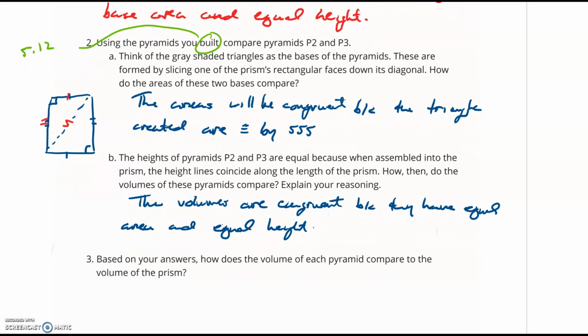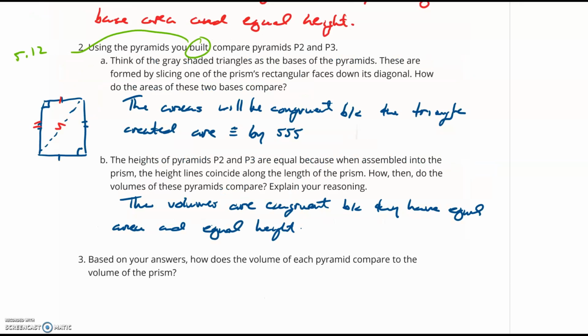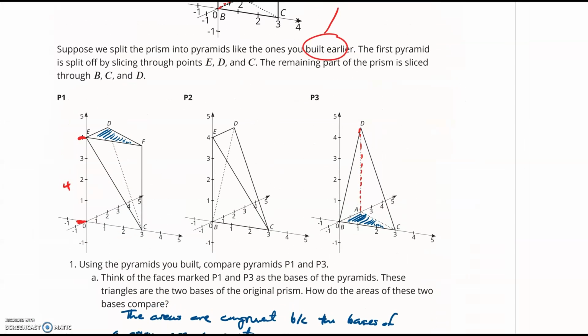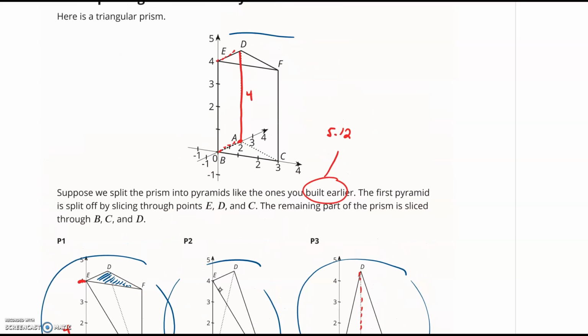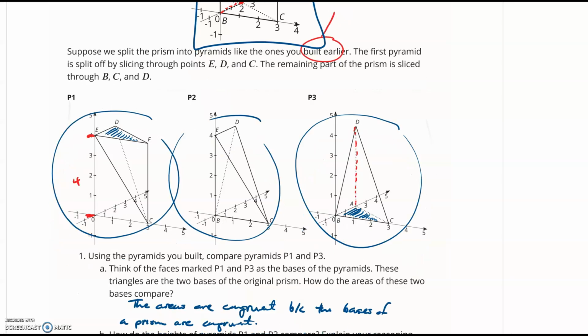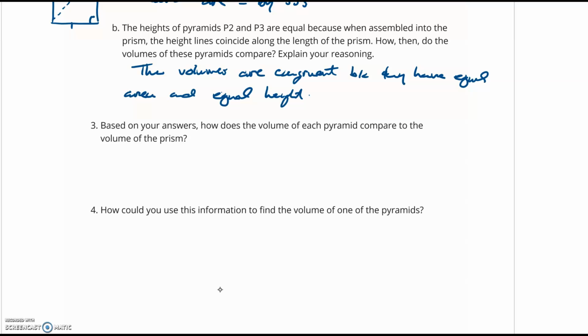Now, based on these answers, how do the volumes of each pyramid compare to the volume of the prism? So now what we're doing is looking at the volume of each one of these pyramids and comparing it to the volume of this prism. And as we can see, each pyramid is 1/3 the volume of the prism.